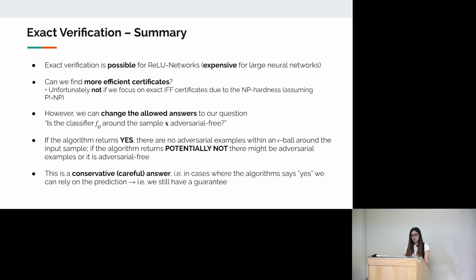So is the classifier F around the sample X adversarial free? That was the question. And again, if the algorithm returns yes, there are no adversarial examples within this radius, and right now we want to allow the algorithm to return potentially not, which will mean that there are some adversarial examples, or it might still be adversarial free. And this is a more careful answer, since in case the algorithm says yes, we can be sure of its prediction, but in the other cases, we'll decide on our own and not really rely on the model.